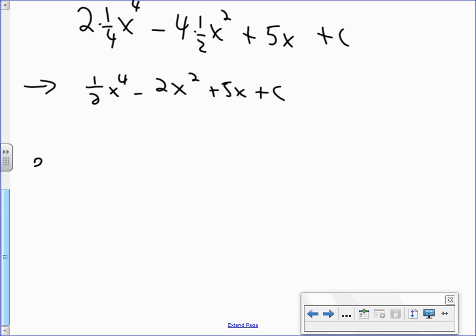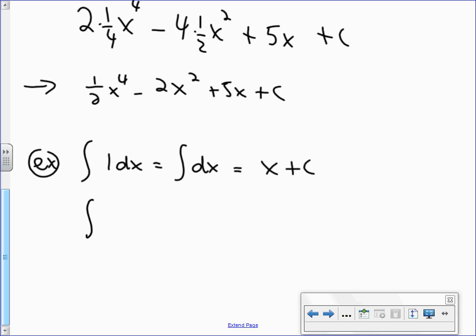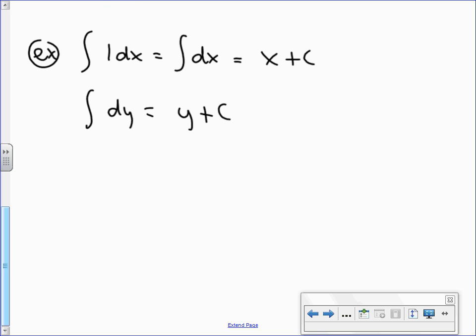Okay, let's just crunch through a handful of examples. The integral of 1 dx. This will sometimes just look like this, the integral of dx. Okay? So I'm asking you what function has a derivative of 1? And that answer is x plus c. Okay? If I say the integral of dy, then the answer is not going to be x. The answer is going to be y plus c. I am defining the variable that you're working with.